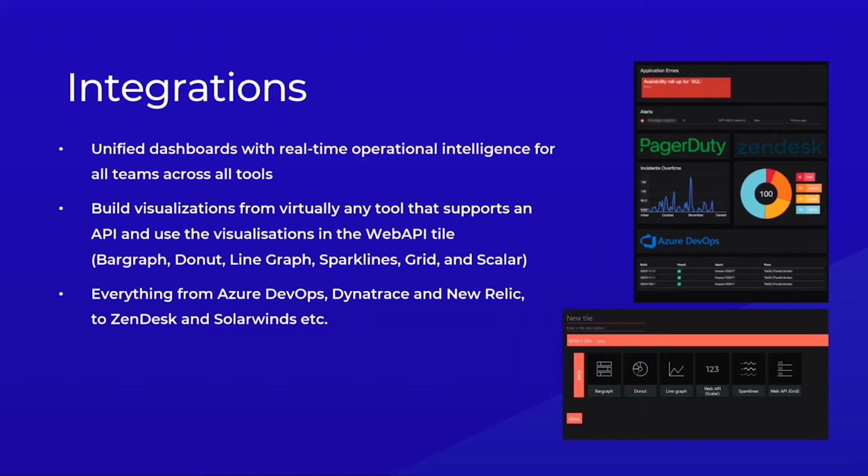And you can do this with the rich visualizations in SquaredUp to display your data in the best possible way in a single pane of glass. These include visualizations like the line graph, which allows you to show time series data, or the donut visualization to show a summary of the data, along with the other visualizations listed there: the bar graph, the spark lines, the grid, and the scalar.